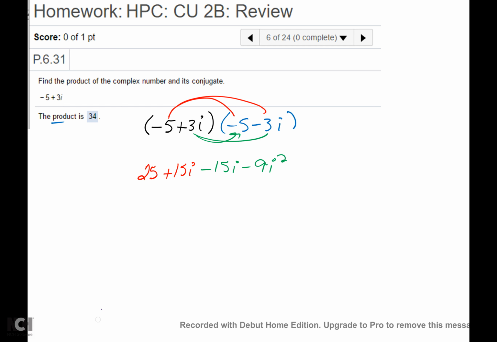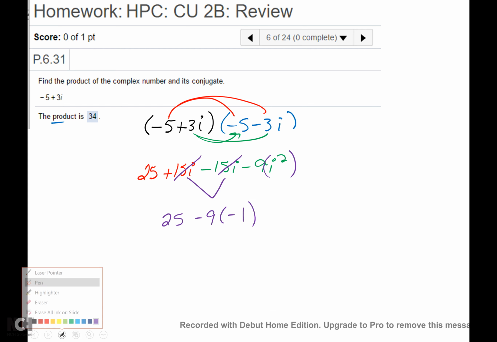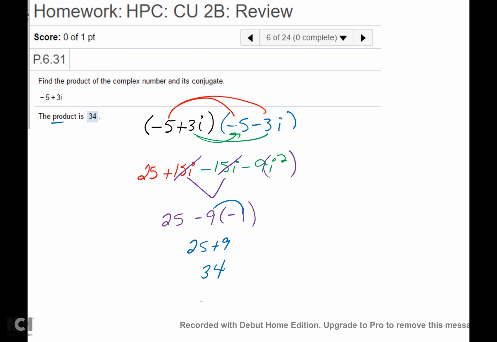Combine terms in the middle. Replace i squared on the end. I have 25. The i's cancel. Minus 9 times negative 1. Okay, distribute. I have 25 plus 9, which gives me 34. Okay, notice that when you multiply conjugates together, the imaginaries all die, and the last one is squared, so it turns into a real negative 1.